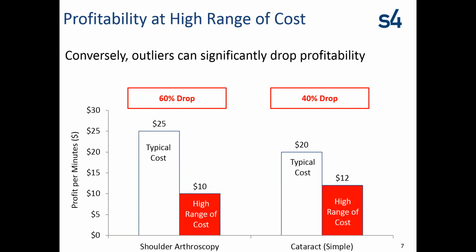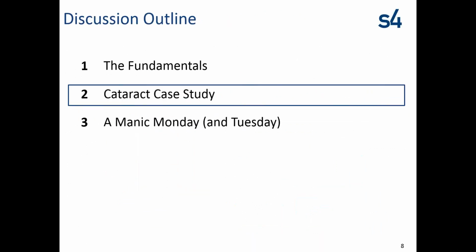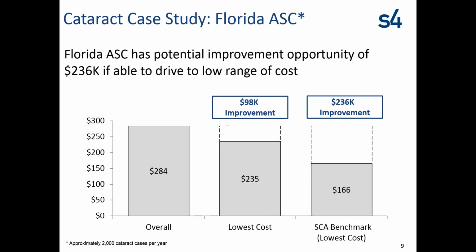Next slide, please. So we'll dive into a cataract case study. We chose cataracts because it's a common procedure. We perform 80,000 cataract procedures a year at SCA, and it's relatively easy to document the items that we're using and perform a simple comparison. So I thought this would be a good example to share with the group. Next slide.